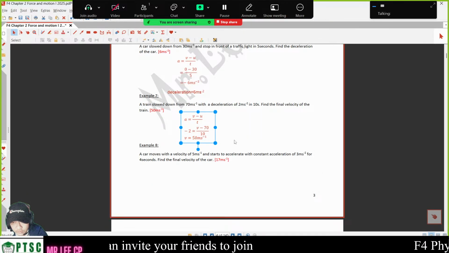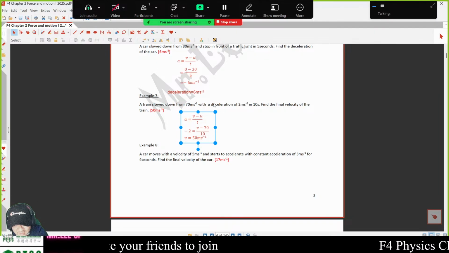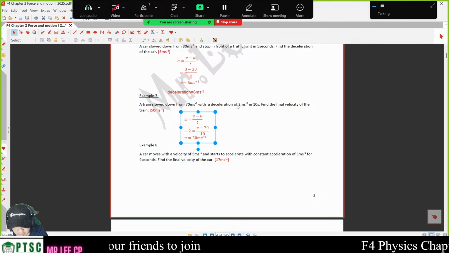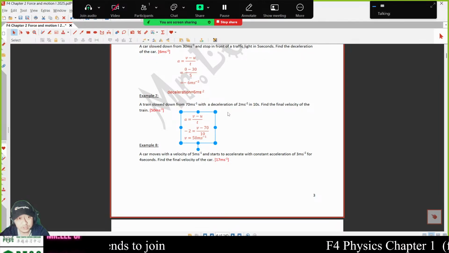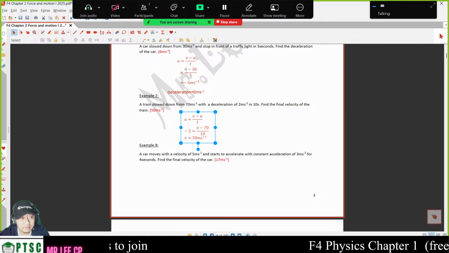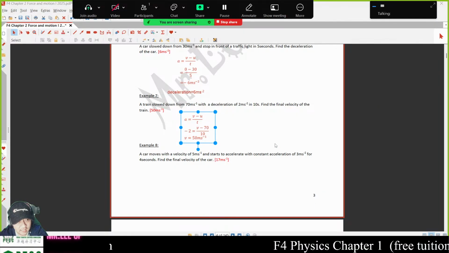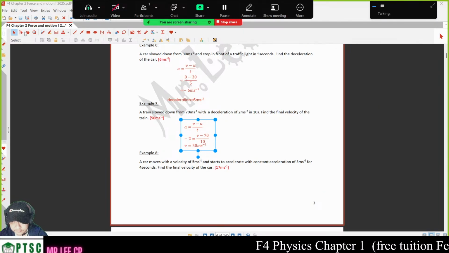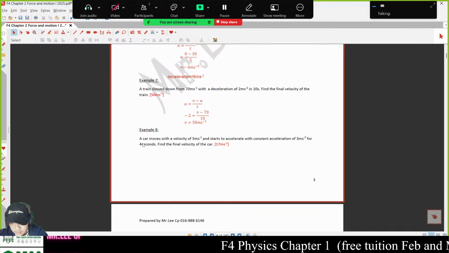Do you understand it? So this negative tells you this is a deceleration of 2. Right? Is that okay? When you do the question, you have to be very, very careful about this. I hope you're okay.